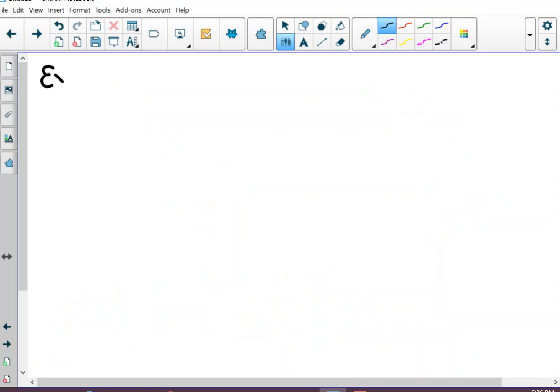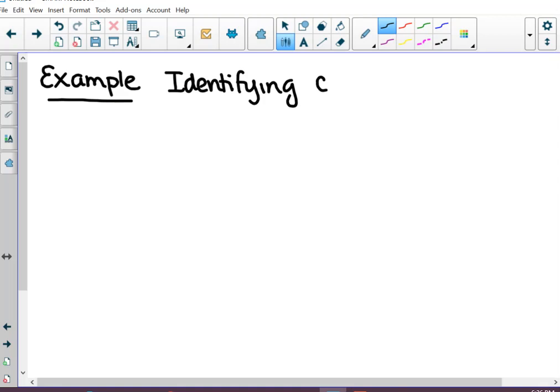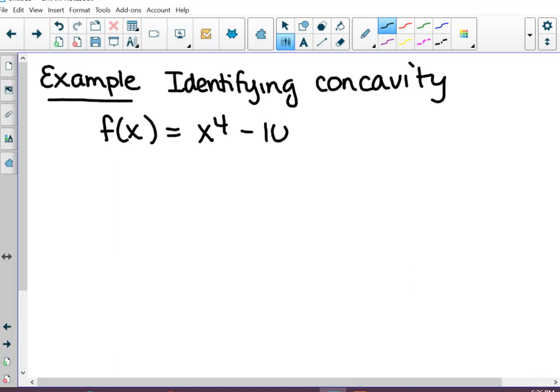All right, so we're going to do an example of identifying concavity. And when we're all done, we'll look at a picture of the function to see what we expect, if what we predicted actually happened. So let's take x to the fourth minus 10x squared for our function.